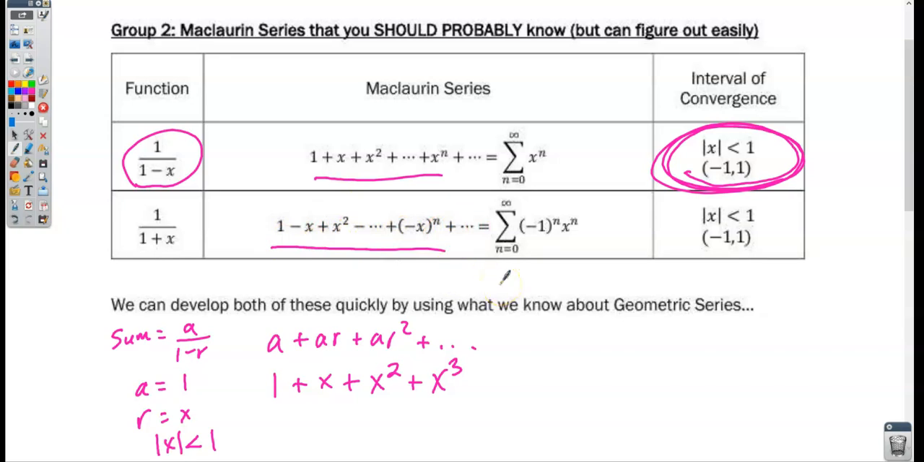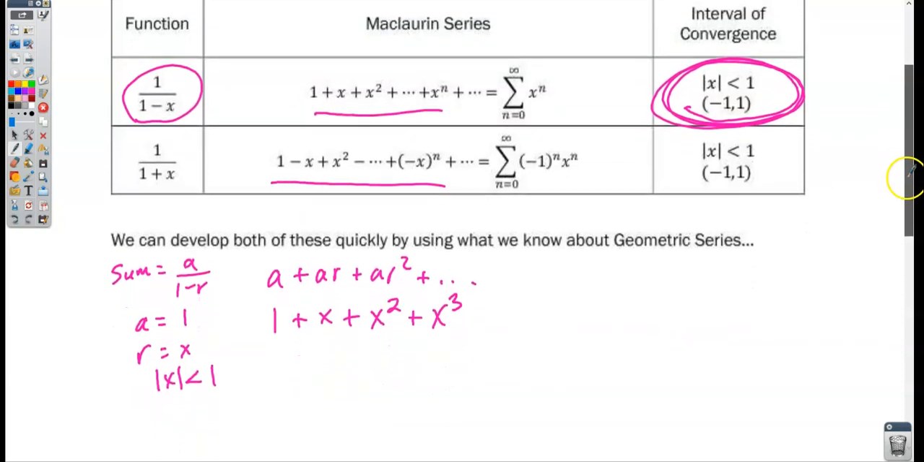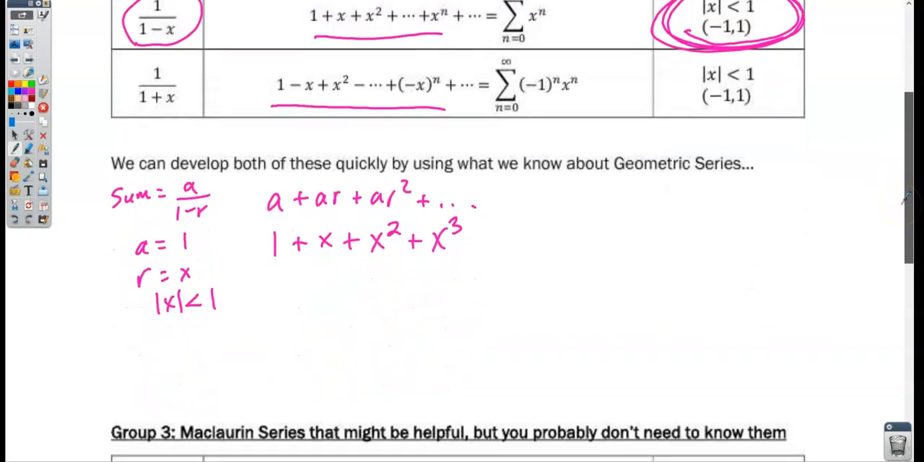So 3 Maclaurin series that we absolutely must know: y equals e to the x, y equals sine of x, y equals cosine of x. 2 Maclaurin series that we probably should know: 1 over 1 minus x and 1 over 1 plus x. We're going to continue in the next video with 2 more series that I say, hey, it might be helpful, but you probably don't need to know them. At least not for your AP exam, and I don't know that you're going to get any help from knowing them on your AP exam, but they're nice to know.